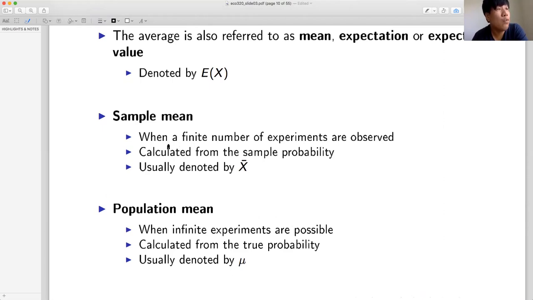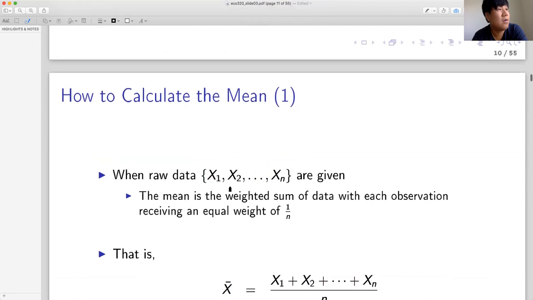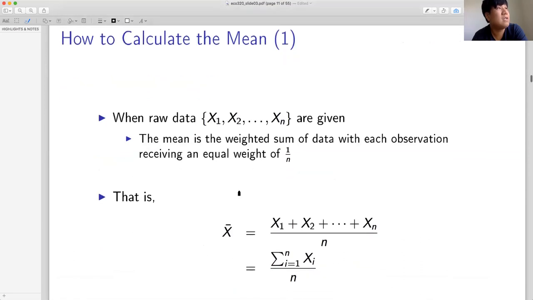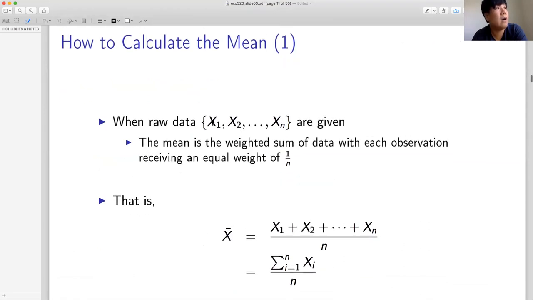So when you have a finite number of experiments, like 50 experiments, what we observe is the sample mean. The previous example I gave you was also about probability, but you can apply those concepts to the mean as well. So let me give you some examples. This is a formula to calculate the mean.